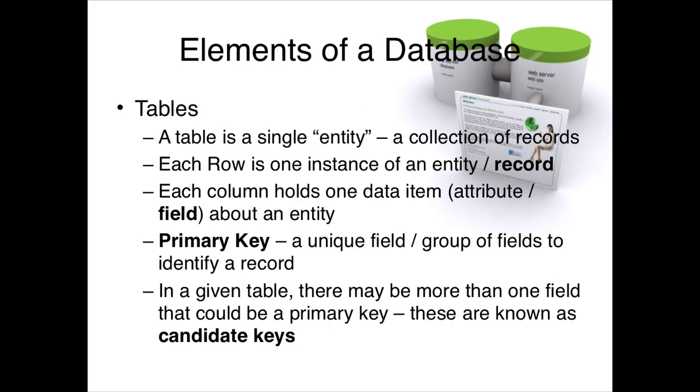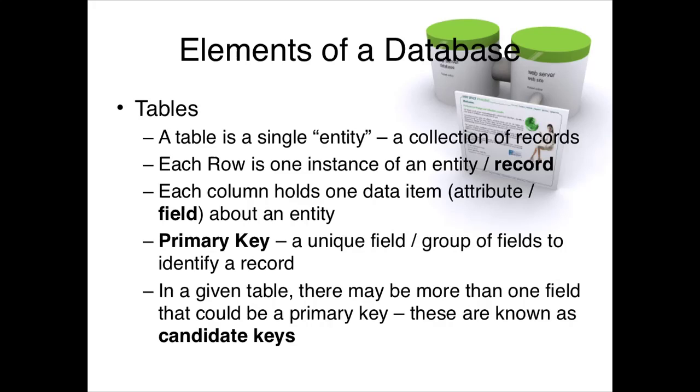So what makes up our database? Well, let's start with tables. A table is a single entity in our database system and is made up of a collection of records. You can imagine a table as looking like an Excel table, where you've got sort of rows and columns.